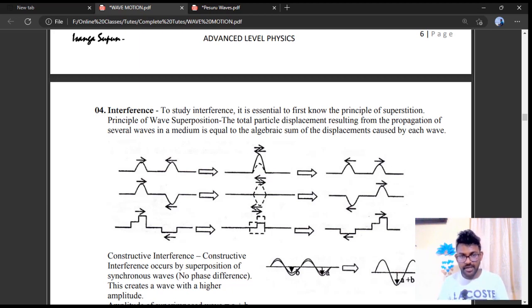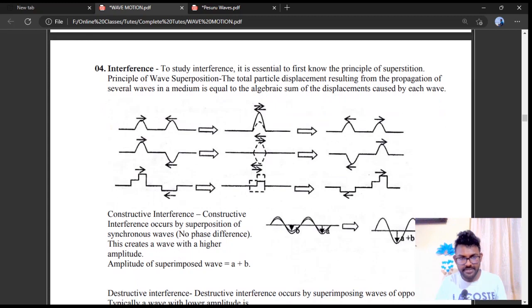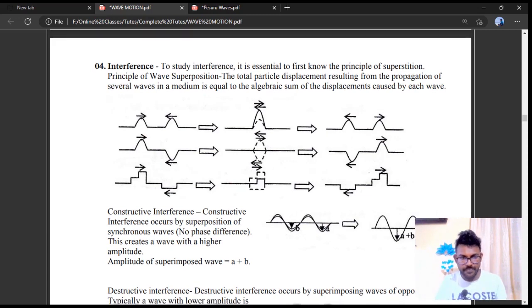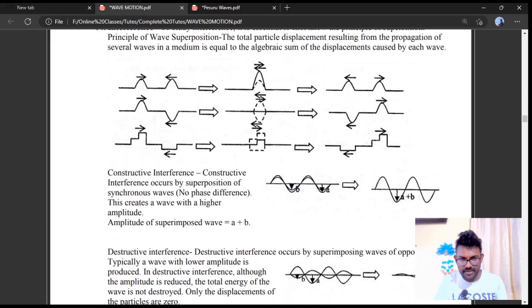The opposite scenario you can see when you have something like this: when one wave tries to displace the particle up while the other wave tries to displace the particle down, once they come together, the net displacement will be 0. So the first one, we can call the constructive interference, where there will be a construction, like it's getting added. Then we can write the constructive interference.